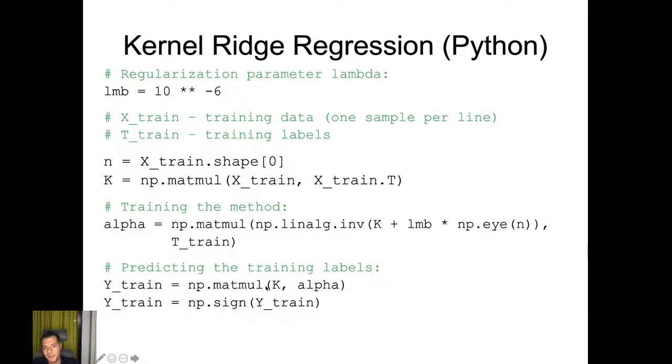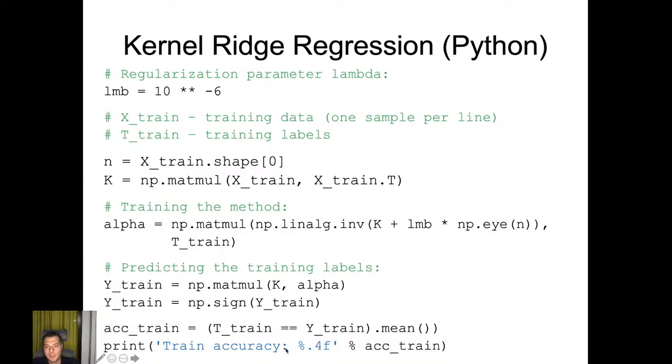In order to get the prediction, we multiply the learned weights alpha with the kernel K, and then we just apply the sign function afterwards. So in order to get the labels, we apply the sign function, and then we can obtain an accuracy on the training data.